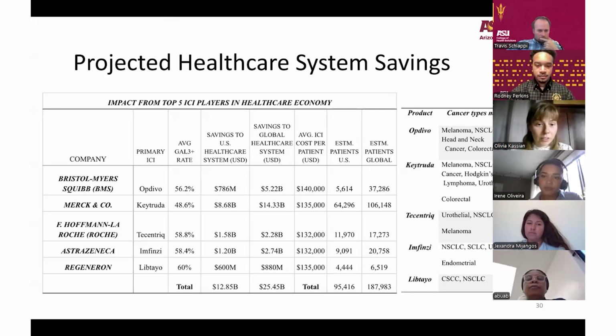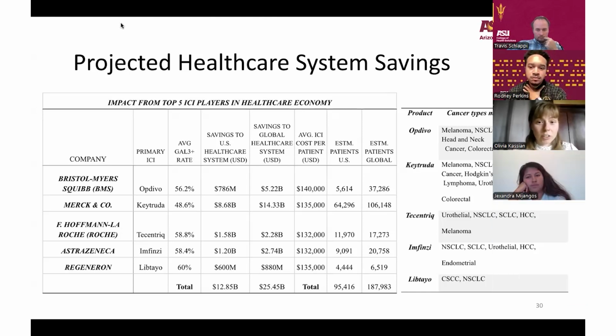In total, estimated just shy of $13 billion for the U.S. and over $25 billion globally annually. And again, this is just for ICI treatment costs. We wanted to go further and find out, as an estimate, how many patients are affected by this or could benefit from this annually. And we took these savings projections divided by the cost of the ICI treatment per patient. And we got just shy of 100,000 American patients per year and just shy of 200,000 global patients per year. Slide, please.